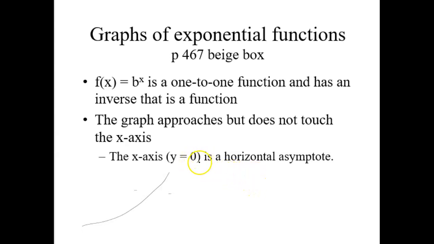So y equals 0 is the horizontal asymptote. And for growth, you approach that on the left side. For decay, you approach that on the right side.